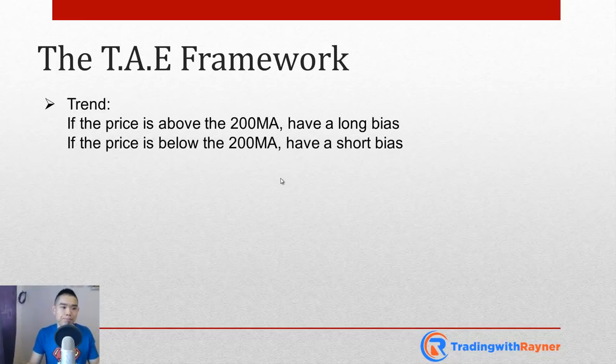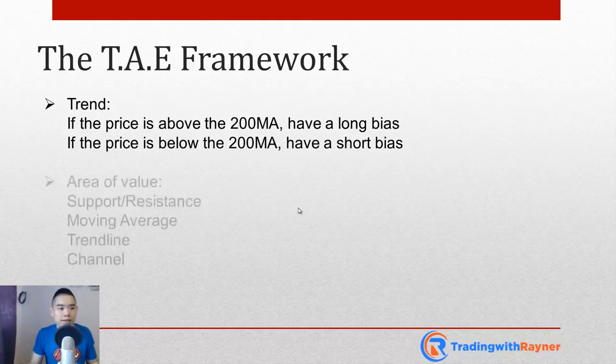So firstly, the trend. What we are looking for is that if the price is above the 200 MA, we will have a long bias. This means that we want to be a buyer in this market condition. If the price is below the 200 MA, then we'll have a short bias. This means that we will only be looking to short. Understand that when I define the trend, it doesn't mean that just because the price is above the 200 period moving average, you go long immediately. No, this is just to give you a bias, a permission that, hey, now it's time to be looking for buying opportunities.